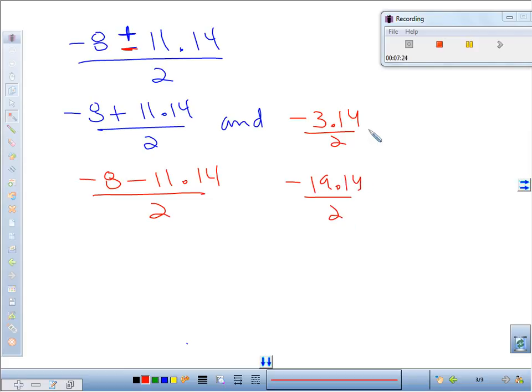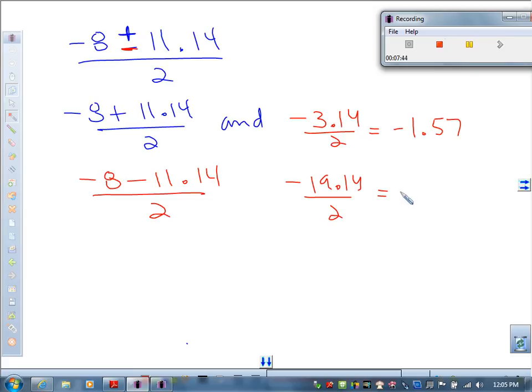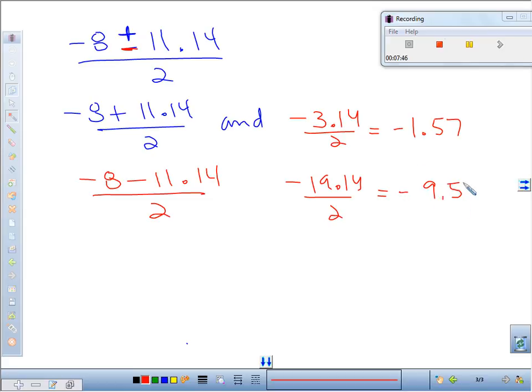And then I need to put that stuff in my calculator. So I got 3.14 divided by 2, 1.57, negative 1.57. And this one is going to get me a negative 9.57. Those are our 2 answers.